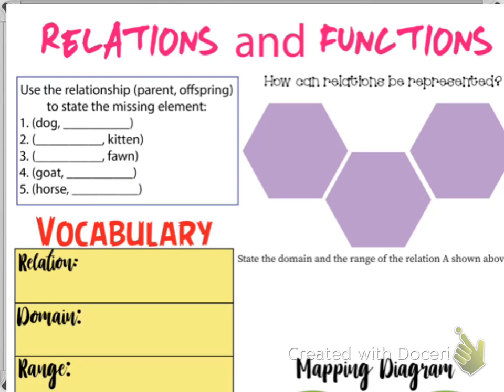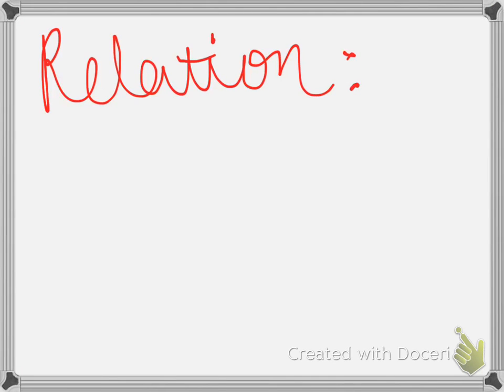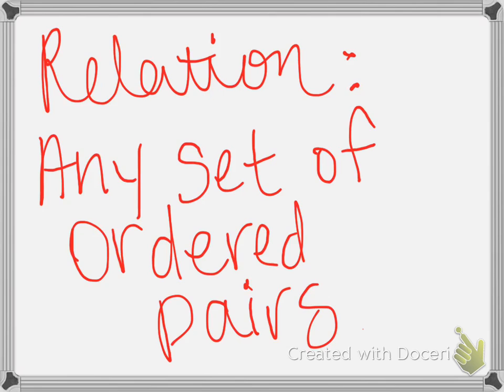So what we were just doing was using the word relation to show the connection or relationship between these animals, the parents and their offspring. But the term relation in mathematics has a more specific meaning. In mathematics, a relation is any set of ordered pairs. Go ahead and pause this so you can jot that down too.